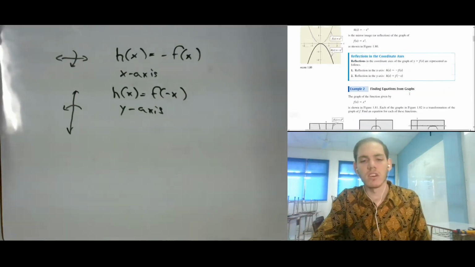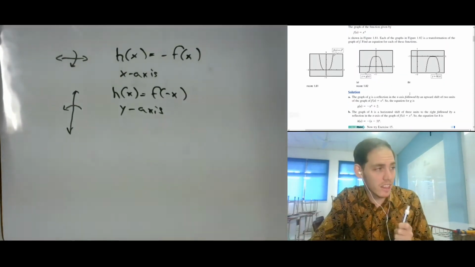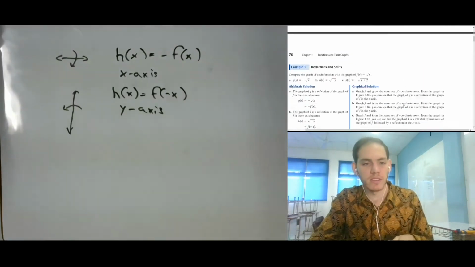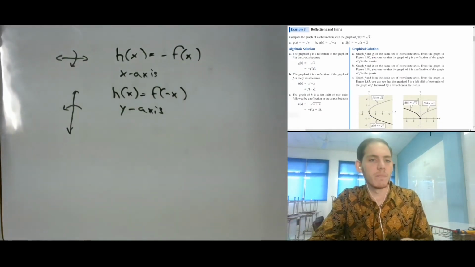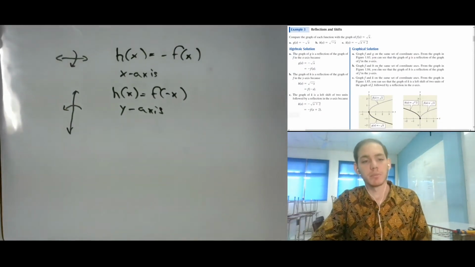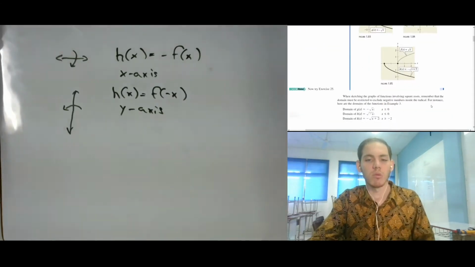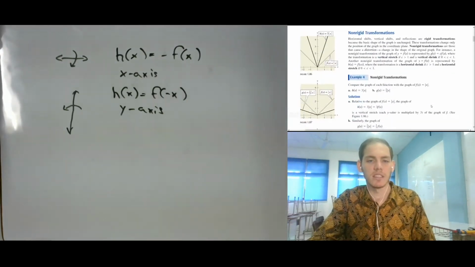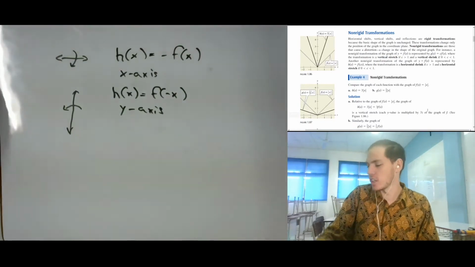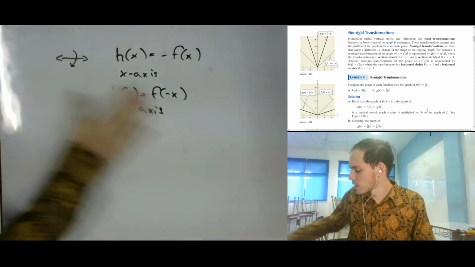Finding equations for graphs, we'll again look at some stuff, so we'll skip over this, come back. And then they combine stuff, reflections plus shifts, what would that look like? What does that do? How do they combine? Non-rigid transformations. Okay, this is actually some key stuff.